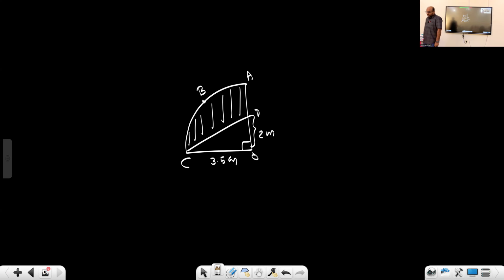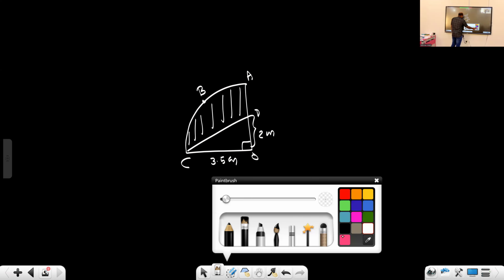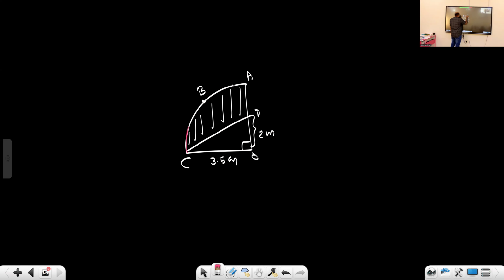Question completely you read. Then you answer it. Find the area of the shaded region. See, if you want to get the area of the shaded region, this is the quadrant. From the quadrant, what we have to remove? The triangle area we have to remove. Is it? Right on.